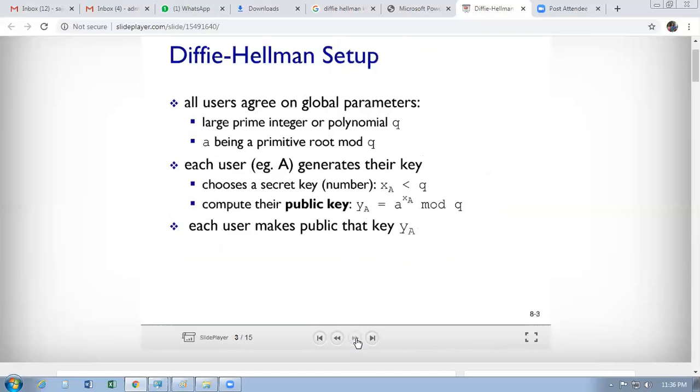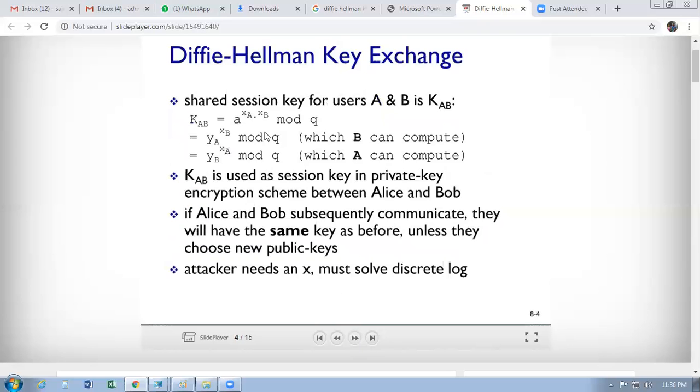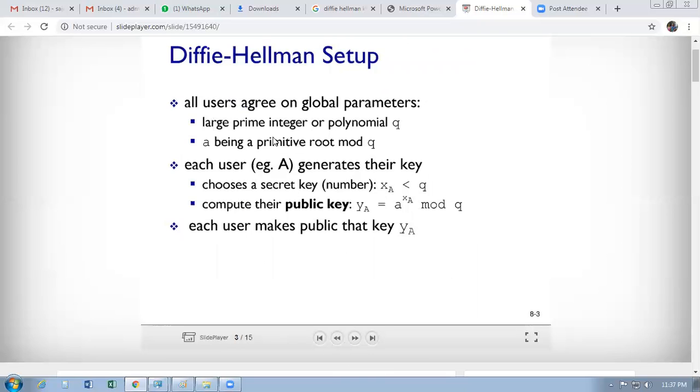The Diffie-Hellman key exchange algorithm consists of 3 steps. First is agreement on global parameters, then user A and B key generation, then session key generation. These are the 3 steps. The first step is agreement on global parameters. We use 2 global parameters, q and a. q is a large prime integer and a is a primitive root modulus q.